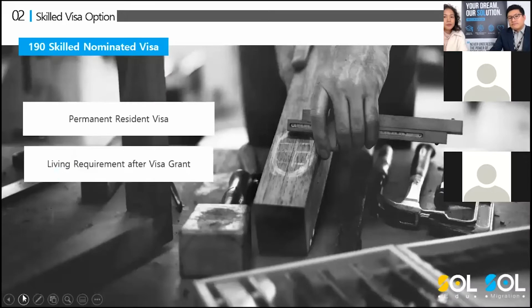If you get a visa invitation, the 189 is very simple: you get the permanent visa straight away. But under the state nomination requirement and policy, you must continue to live in the state which gave you the nomination. So once you get a state nomination from Queensland and apply for the 190 based on the Queensland state nomination approval, then after you get the 190 visa grant, you must reside in Queensland for at least 2 years.